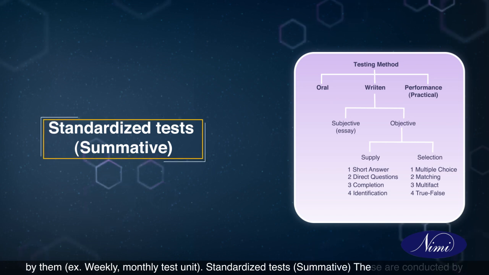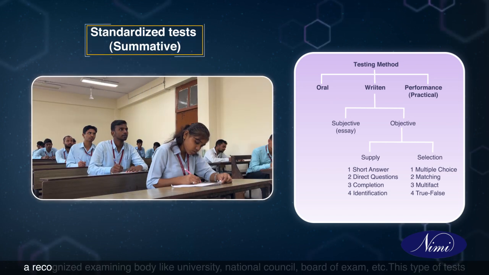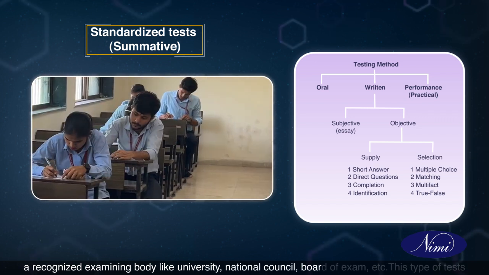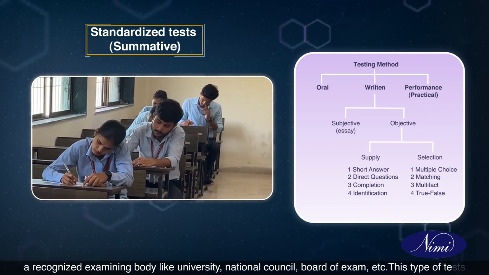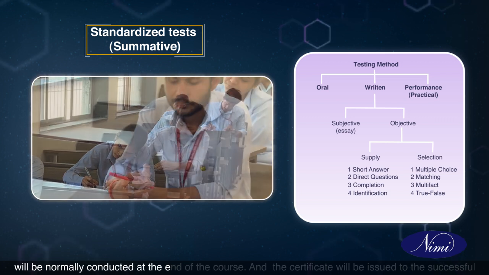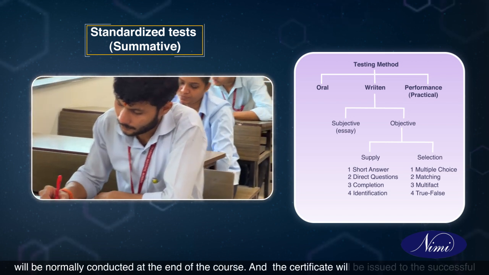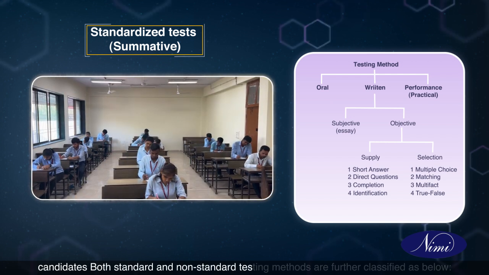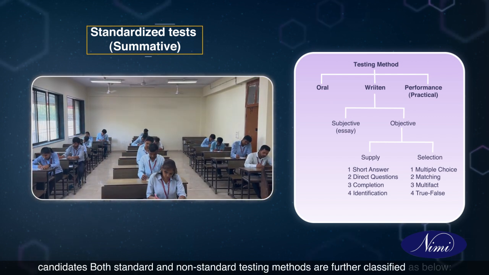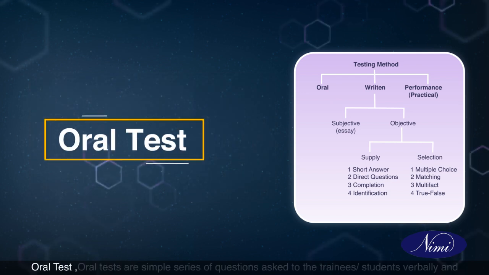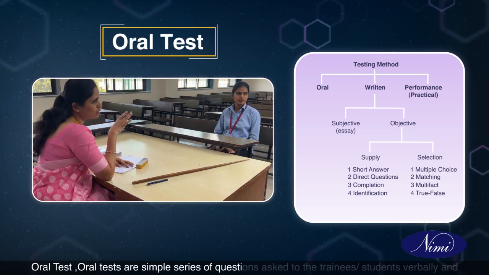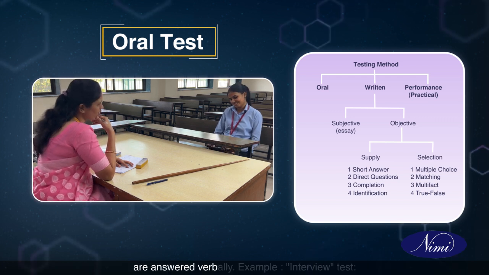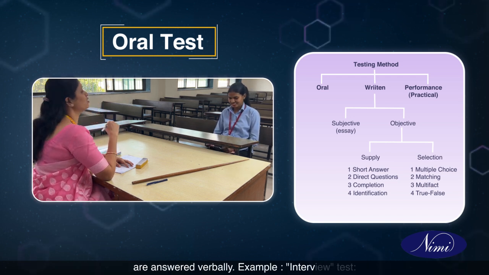Standardized test, summative. These are conducted by recognized examining body like university, national council, board of exam, etc. This type of tests will be normally conducted at the end of the course, and the certificate will be issued to the successful candidates. Both standard and non-standard testing methods are further classified as below. Oral test. Oral tests are simple series of questions asked to the trainee students verbally and are answered verbally. Example: interview test.